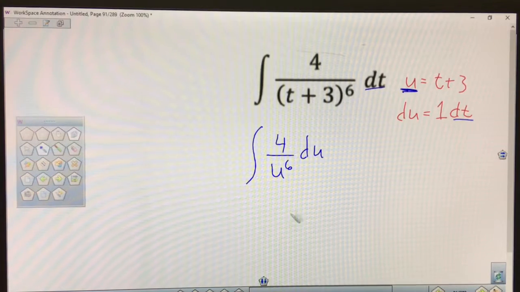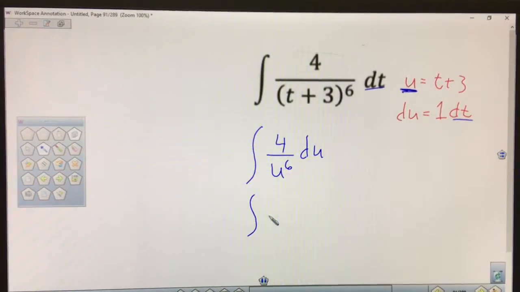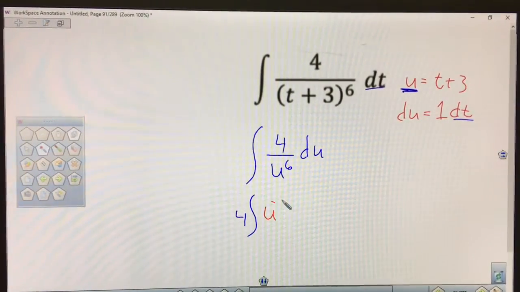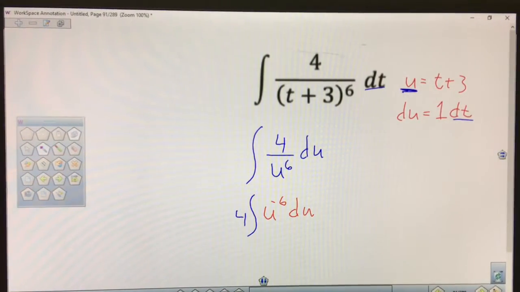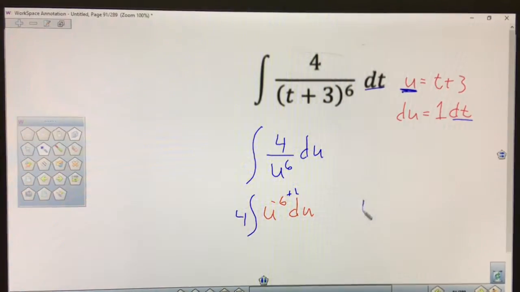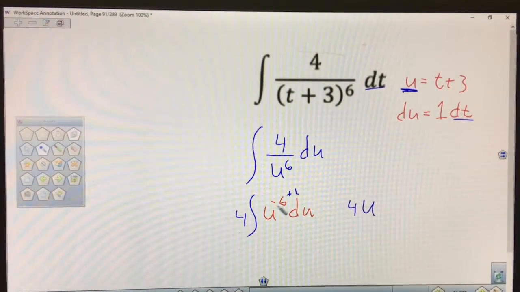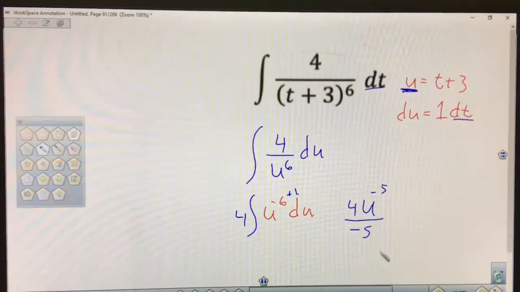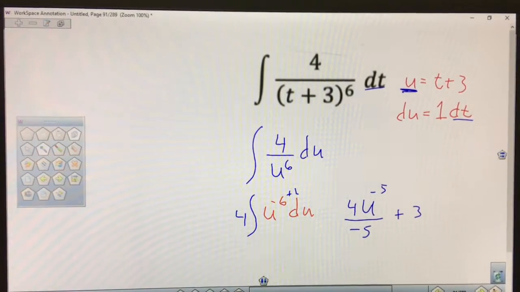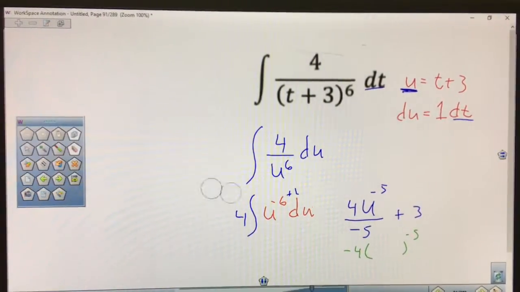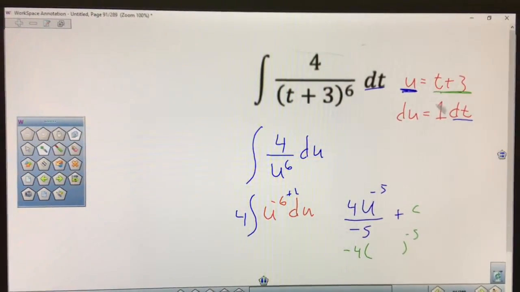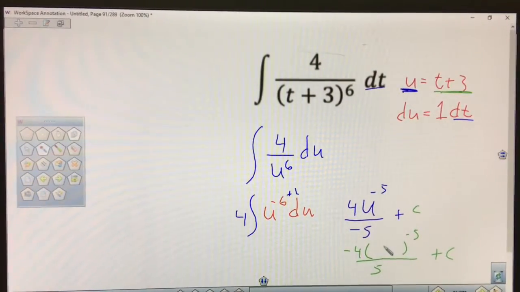I'm now in what we call the u world. That's easier to do than that. I'm not taking the antiderivative yet. I'm going to rewrite it. I'm going to bring that 4 out front, because I'm allowed to. And I'm going to bring this 6 up. Now I can take the antiderivative of that. I'm going to add 1. So it's going to be 4u to the 1 minus 6, which is negative 5, divided by negative 5 plus c. What did u equal? Remember u equaled t plus 3? I'm going to plug that in. It's called back substitution.